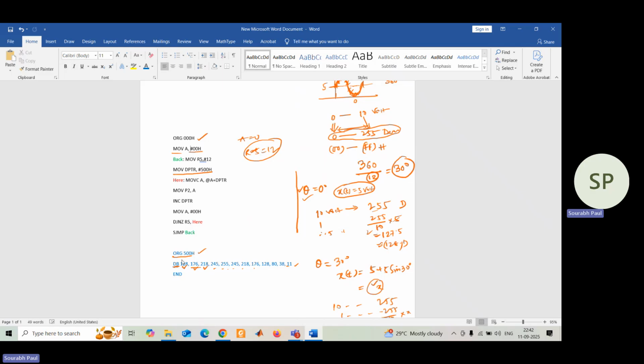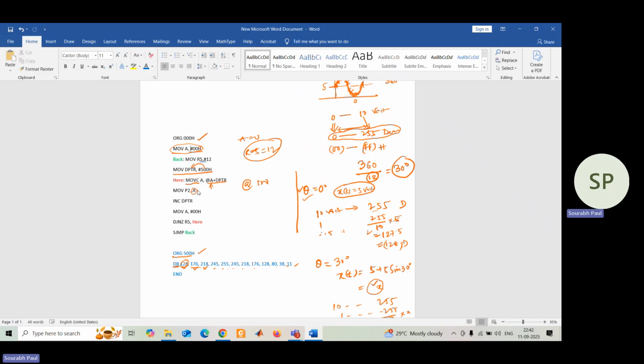Now MOV DPTR, #500. Why? Because I saved all these numbers starting from location 500, so I am taking the 500 value in DPTR. Now the next instruction is MOVC A, @A+DPTR. Whatever DPTR is indicating, that location I need to access here. As my initial value of the accumulator is 0, it is not going to create any problem. 0 plus DPTR, and the address is 500, so whatever data is at 500, I need to take. In location 500, the data is 128.